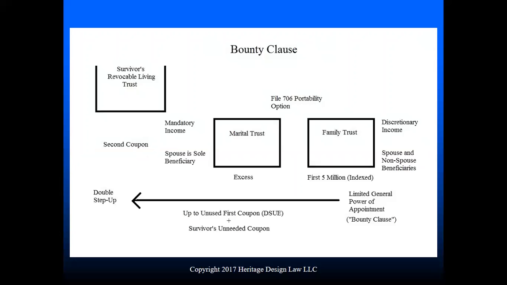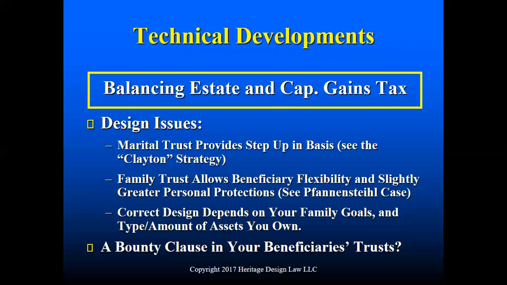So what we do is we allow the surviving spouse's trustee to determine what assets in the family trust will qualify for this limited power of appointment. It has to be appropriately exercised by the surviving spouse, but I'm sorry, at their death. And so the result is that we end up with a second step up in basis by using that limited general power of appointment. So here's what the design issues are.